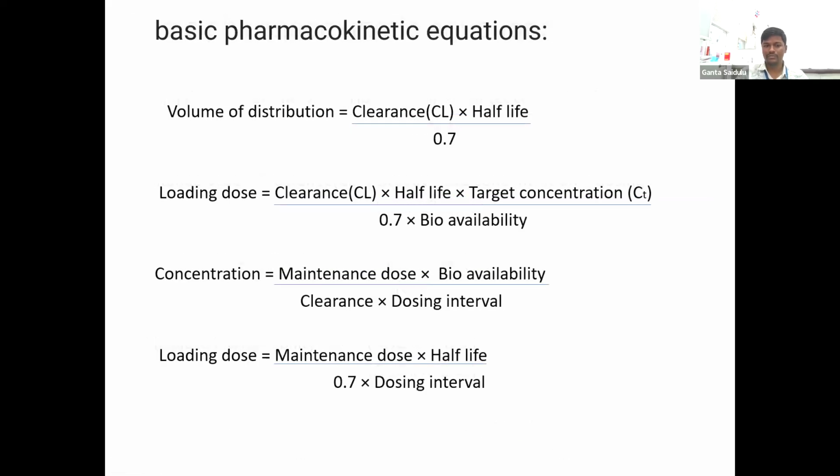If you don't have the volume of distribution and the target concentration, you can find the half-life from any literature, the FDA label, or the different drug doses. The half-life is commonly available in any literature. So you can apply the maintenance dose and half-life formula, and the 0.7 and the dosing interval. The dosing interval is the regular interval, whether 8 hours or 12 hours. The half-life might be 1 hour, 2 hours, 3 hours or 4 hours. With the maintenance dose, you can apply this formula and you will get the loading dose.